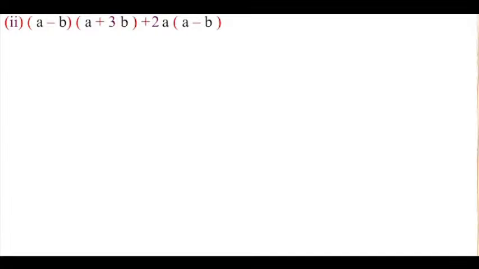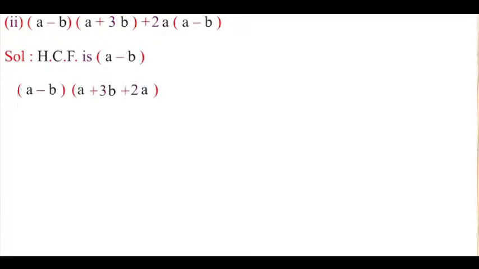Example 5. a minus b times a plus 3b plus 2a times a minus b. Solution. HCF is a minus b. Then a minus b times a plus 3b plus 2a equals a minus b times 3a plus 3b equals 3 times a minus b times a plus b.